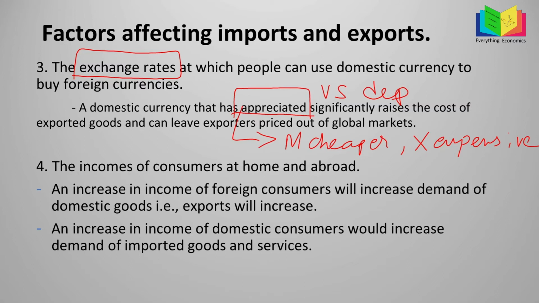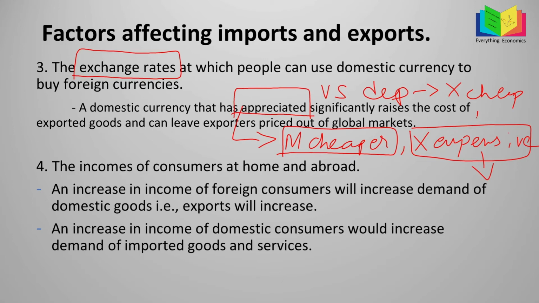So what will happen in the case of appreciation? When imports become cheaper, imports will increase, and when exports become expensive, exports will decrease. So that's what happens in the case of appreciation. In the case of depreciation, the opposite happens, because exports become cheaper and imports become expensive. So when exports become cheap, the exports will increase, and when imports become expensive, people in the domestic market will reduce their consumption of imported goods, and the imports would reduce.